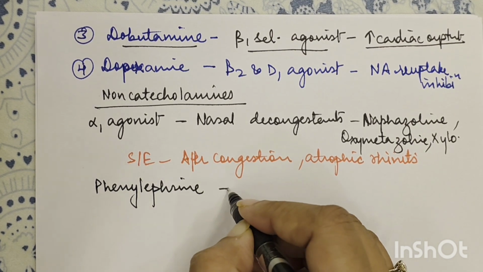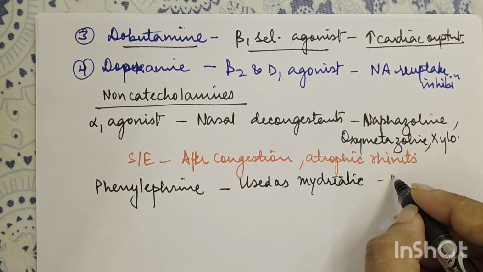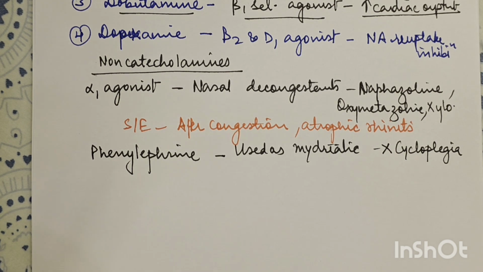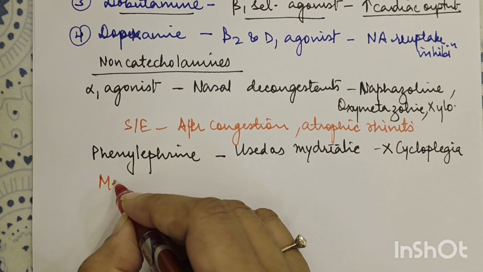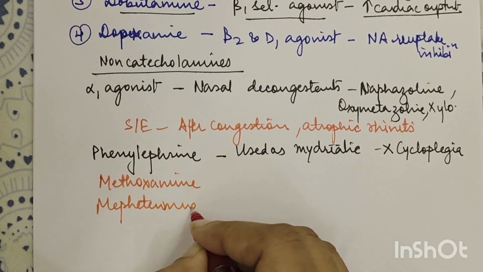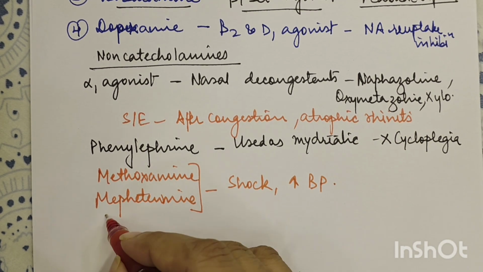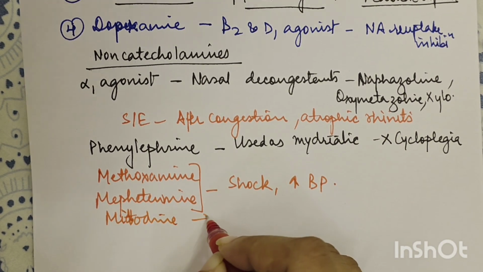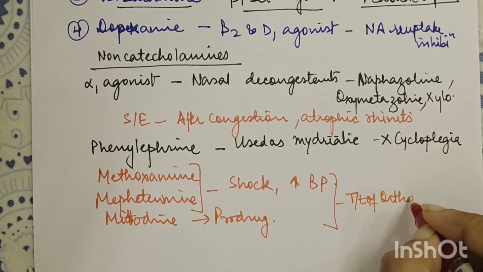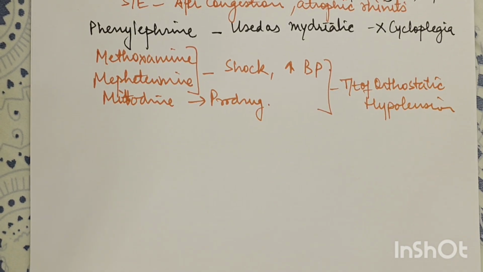Okay, then there's another drug, phenylephrine. This phenylephrine is used as a mydriatic, right? It does not cause cycloplegia. That is the differentiating feature from the anticholinergics. Then we have two drugs, methoxamine and mephentermine. Now these drugs are used basically in shock condition because they raise the blood pressure. Okay, there's one other, midodrine. It is a prodrug and it is used in treatment of orthostatic hypotension.